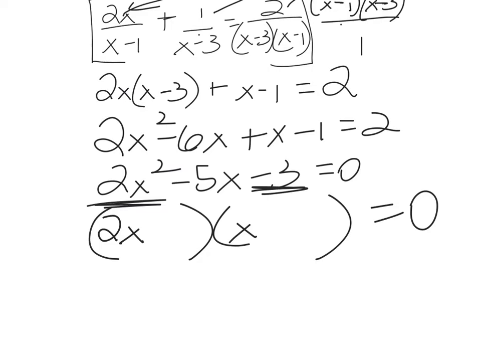Now, negative 3 only has a couple of options. It could either be 3 and 1 or 1 and 3, and one of them's negative. So if I put a negative 3 here, I get negative 6, and positive 1 there would make negative 5 in the middle. That's the way I learned how to factor.